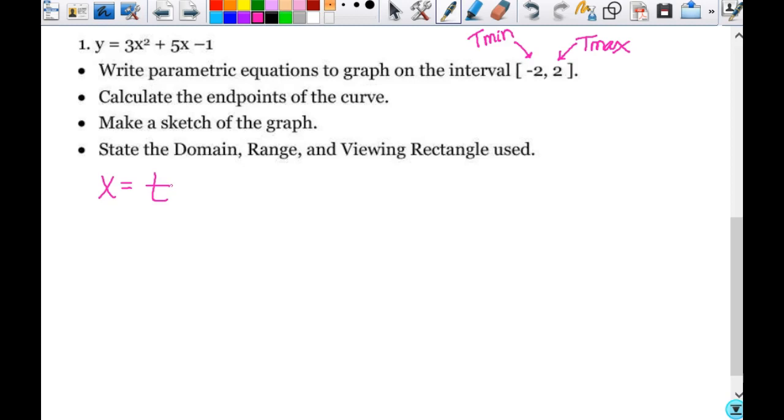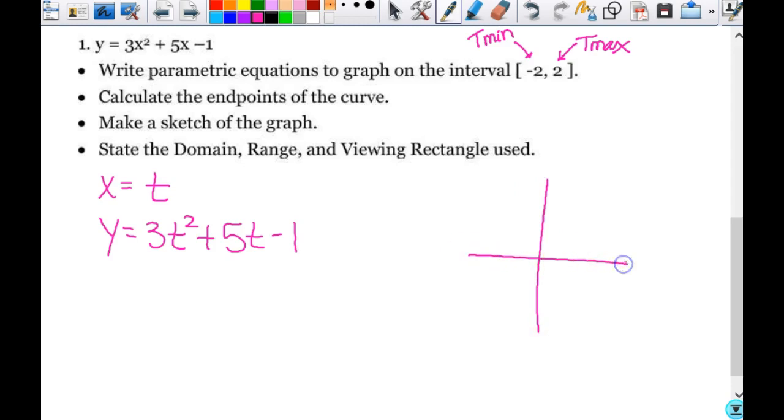So basically, you're changing all of your x's to t's. So y equals 3t squared plus 5t minus 1. And there are your parametric equations. Okay. So we're going to sketch our curve before we even look at the calculator. We're just going to sketch our endpoints. So don't graph anything yet.